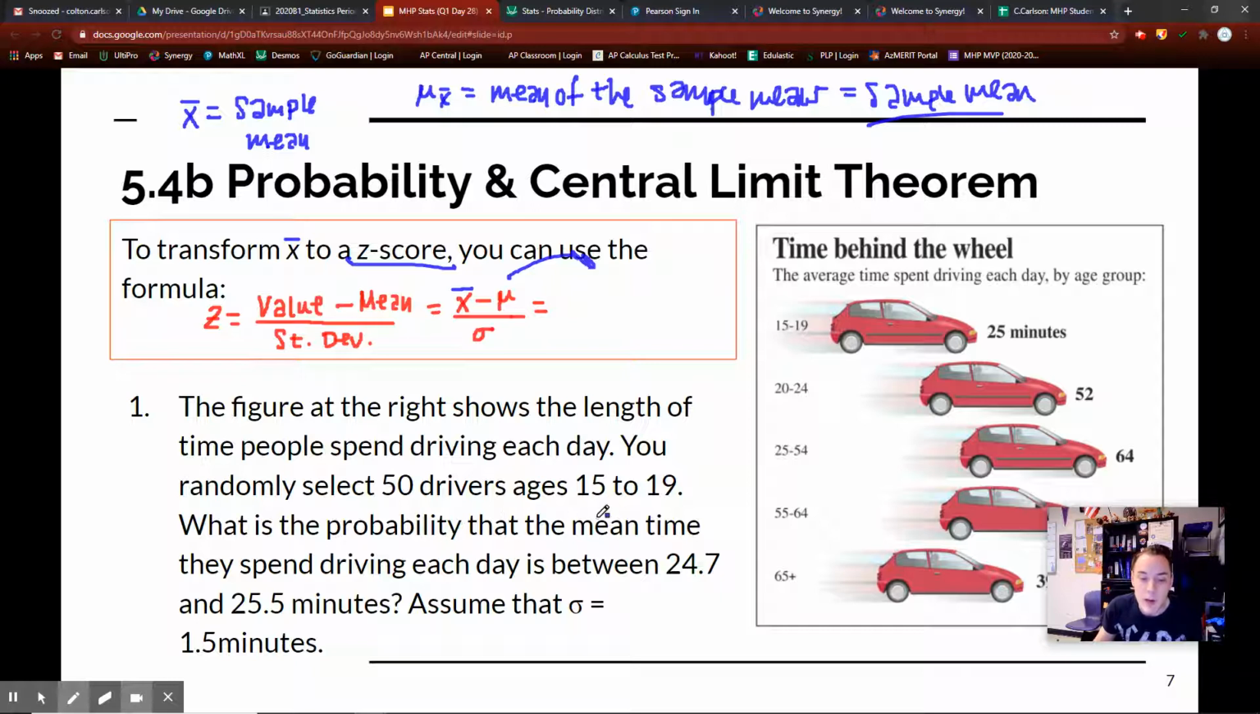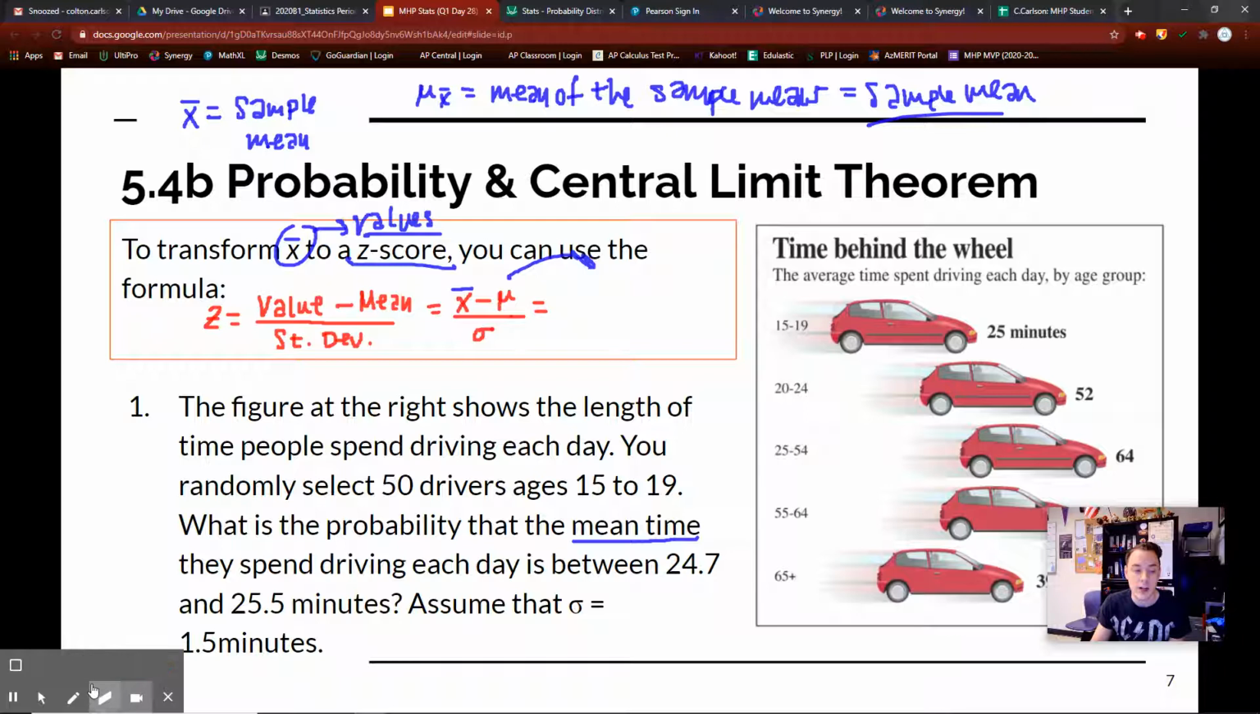What is the probability that the mean time? So my values here are actually means, but I'm trying to find probability not just with my population means, but with my sample means. So that's why I'm using x bar. I want to make that very clear. What am I going to do and how am I going to solve this problem?